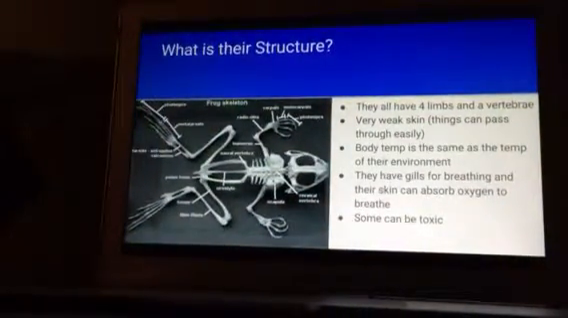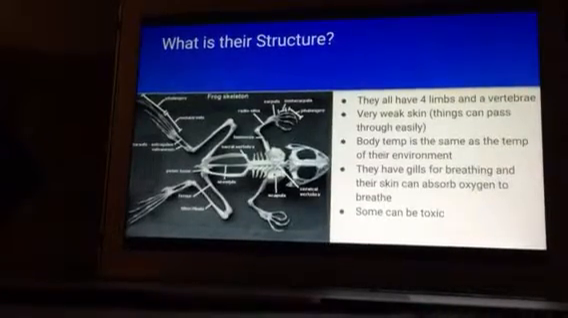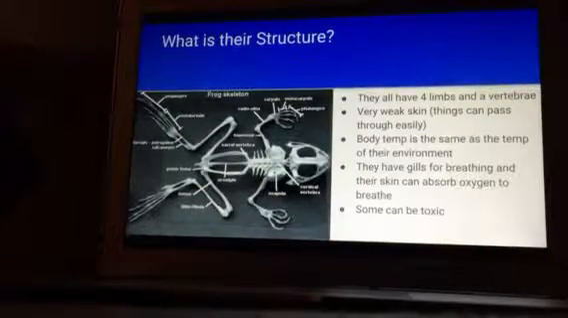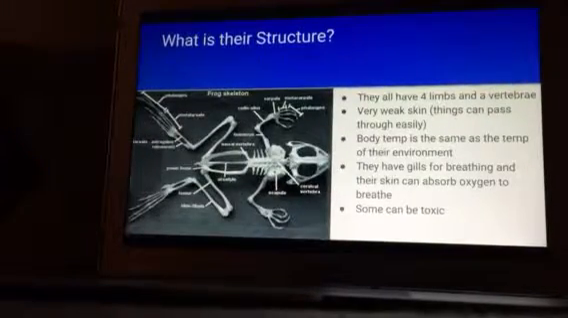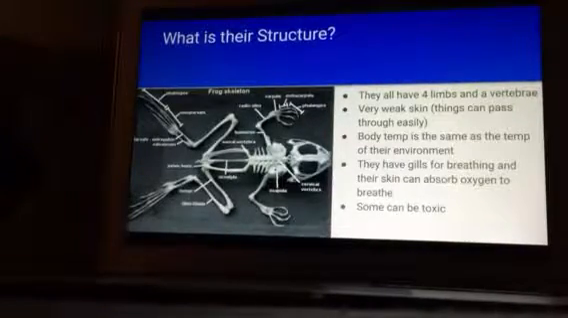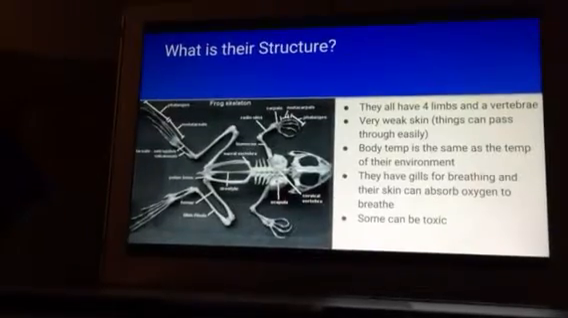What is their structure? They all have 4 limbs and a vertebrae. They have very weak skin, so things can pass through easily. Their body temperature is the same as the temperature of their environment, so they are conformers. They have gills for breathing, and their skin can absorb oxygen to breathe. Some can be toxic, and some can also be very poisonous.